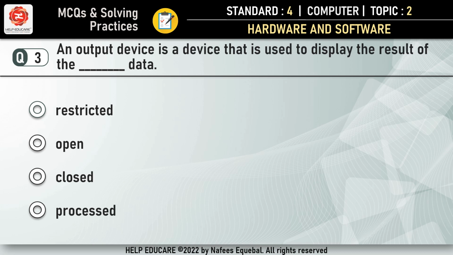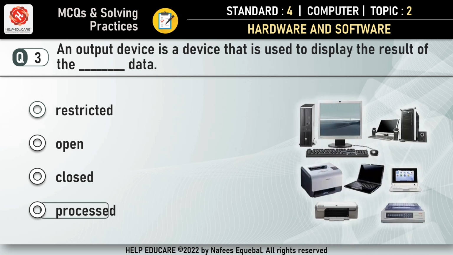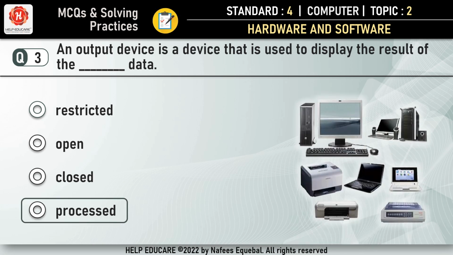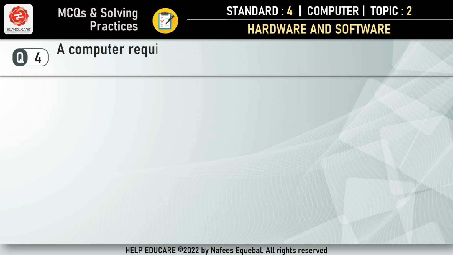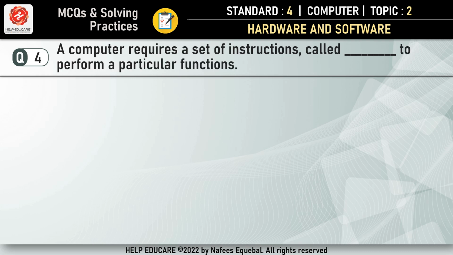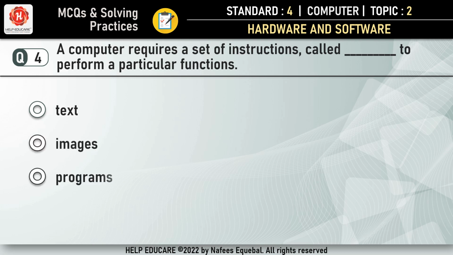Answer will be displayed in 10 seconds. Correct answer is processed. Question number 4. A computer requires a set of instructions called dash to perform a particular functions. First option, text. Second option, images. Third option, programs. Fourth option, device.